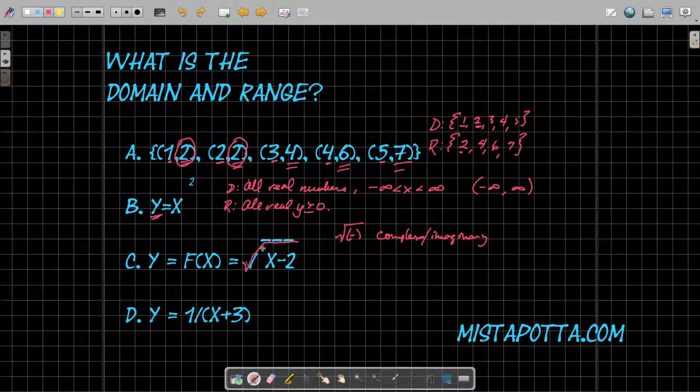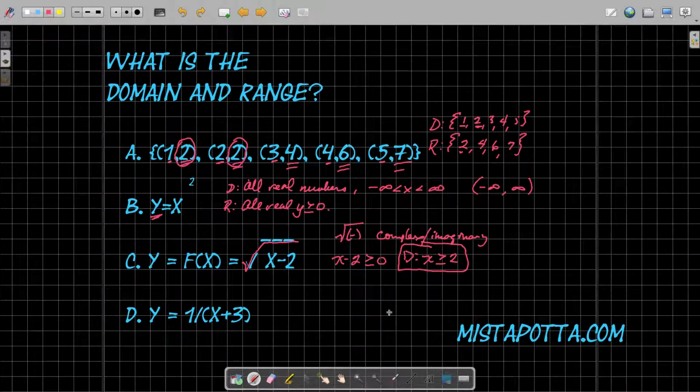So the restriction that I have here is that x minus 2 must be greater than or equal to 0. In other words, x must be greater than or equal to 2. And so that's what my domain ends up being. My domain is that x must be greater than or equal to 2. And that restriction is because I can't take the square root of a negative number and expect a real number out of it.